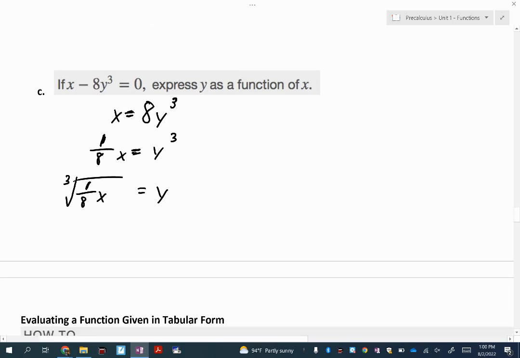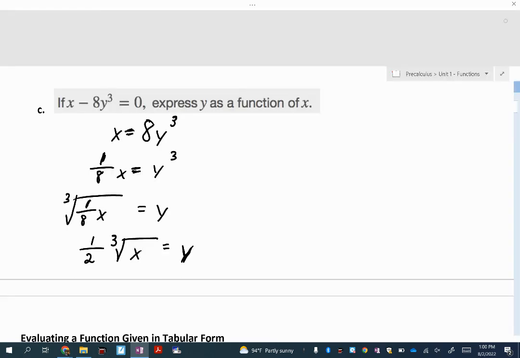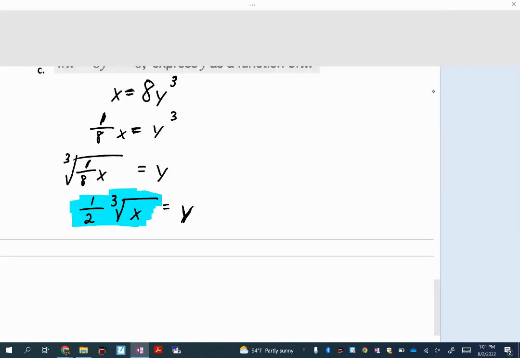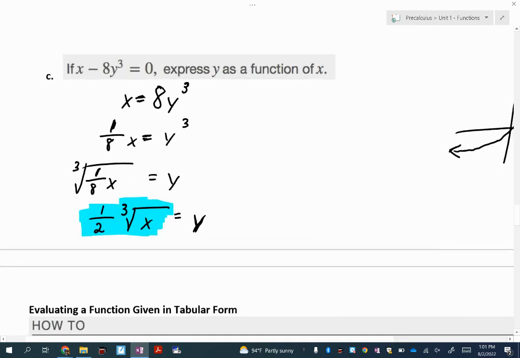Now I actually know the cube root of 1/8. The cube root of 1 is 1, the cube root of 8 is 2. So I could rewrite this as 1/2 times the cube root of x. But the thing I'm asking myself is, do I think that this is a function? We'll talk at the end of the lesson how I know this stuff. You can ignore the 1/2 if you want. When you think about graphing the cube root of x, I know what that looks like. It's a function, so y is a function of x.